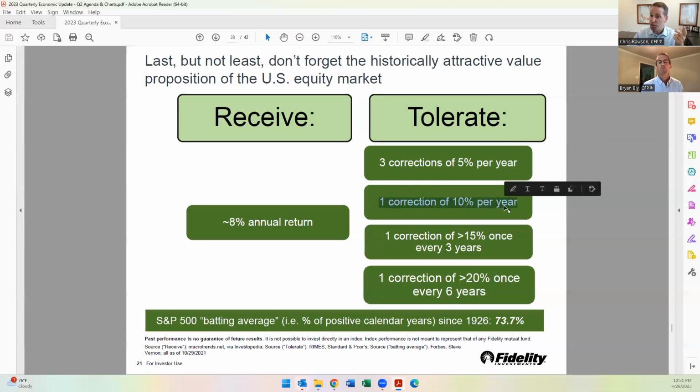1 correction of 10% per year, greater than 15% every 3 years, and greater than 10% every 6 years, which we had in 2022. As a result of this volatility, since 1926, we're positive in more than 7 out of 10 years, we're getting ahead.